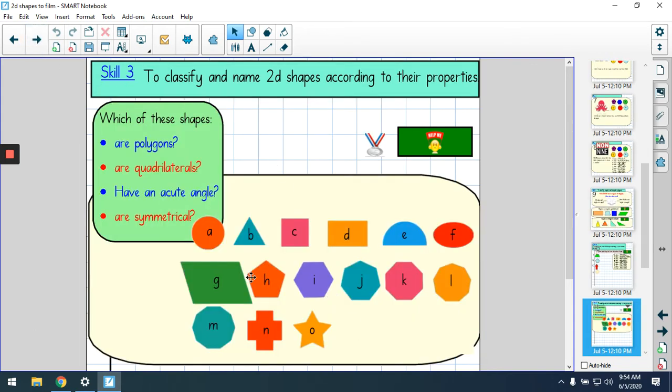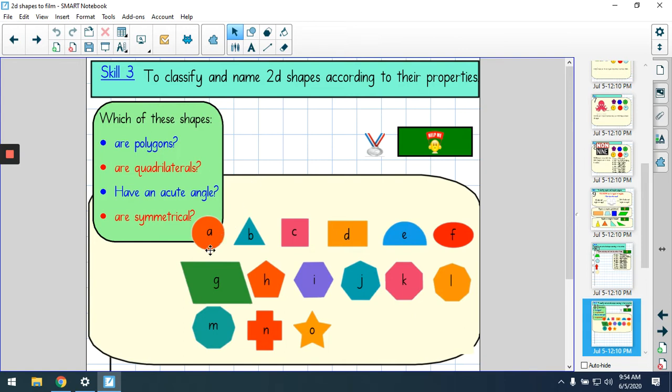Right, we've got some shapes A to O. You need to decide, are they polygons first of all? Remember, a polygon is a shape with straight sides. Are they quadrilaterals? Do they have an acute angle? Are they symmetrical? Remember, symmetrical means we could fold them and what you'd see on one side is the same as on the other side. So what you could do in your book is for each shape, you could write down the question polygons and you could just write the shape letter next to it. So pause the film when you're ready and have a go at these questions.